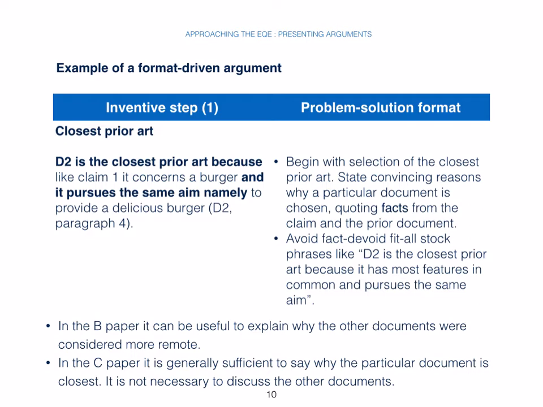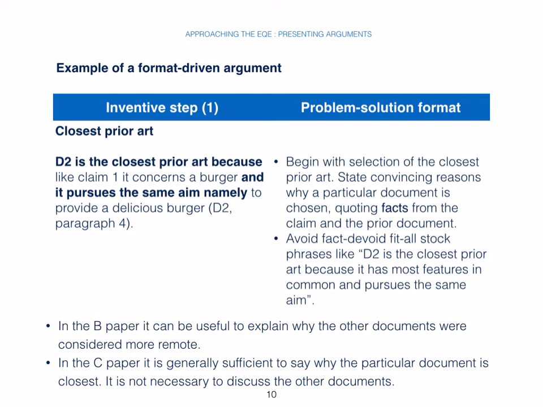You always have to begin with selection of the closest prior art, and you must state convincing factual reasons why a particular document is chosen, quoting facts from the claim and the prior document. So on the left-hand side, in bold characters are the standard wordings, and in thinner typeface are the factual insertions. You have to avoid fact-devoid, fit-all stock phrases like D2 is the closest prior art because it has most features in common and pursues the same aim.